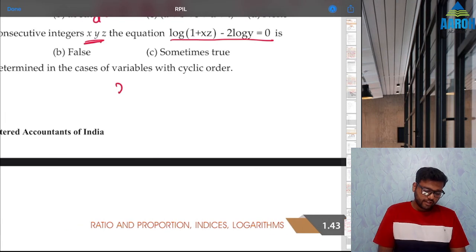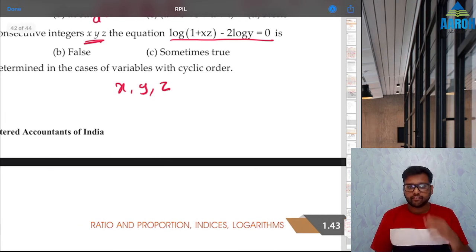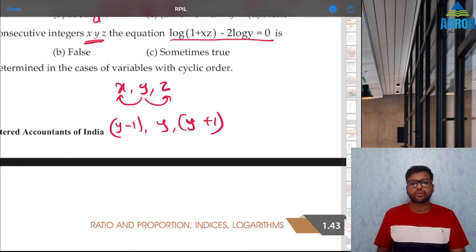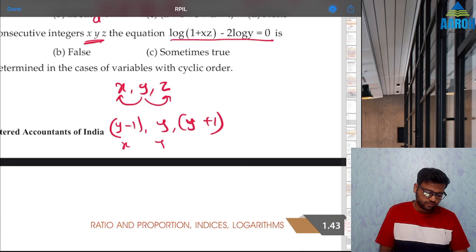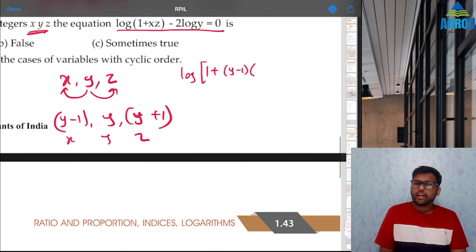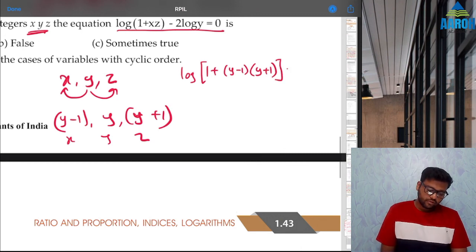We know that x, y, z are consecutive integers. Consecutive means what? Y minus 1 is x and y plus 1 is z. So can I just write y minus 1, y and y plus 1. Okay, x, y, z. So now let's put it here. We want log of 1 plus x. X is what? This. Into z. Z is what? This. Minus 2 times log of y.